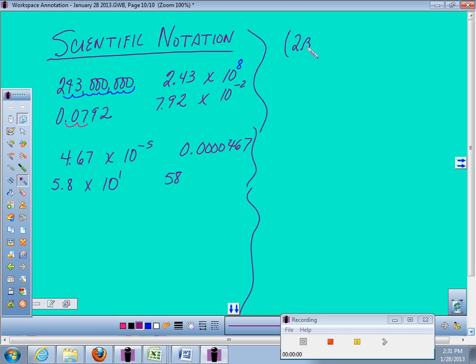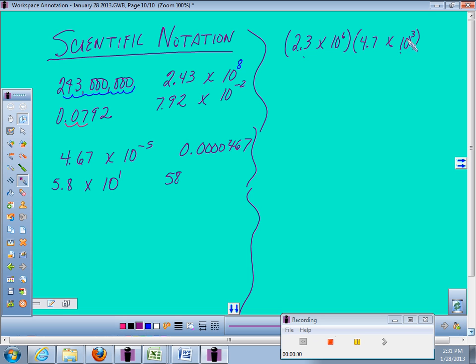Not anything too terribly difficult here. That's supposed to be 2.3 times 10 to the 6th, and we are going to multiply that by 4.7 times 10 to the 3rd. So you do parentheses separately and then you multiply. Okay, so my question is, how do you multiply that?